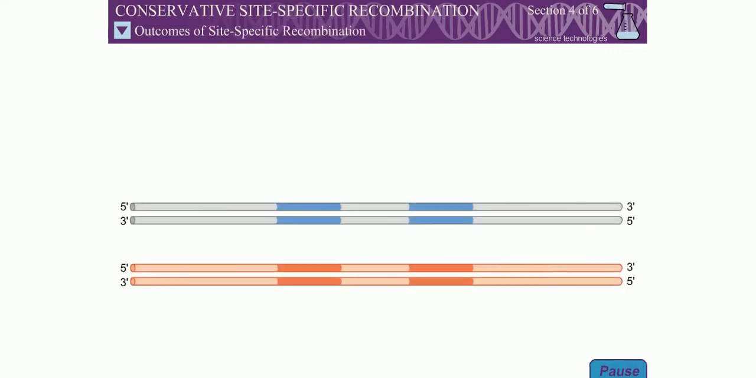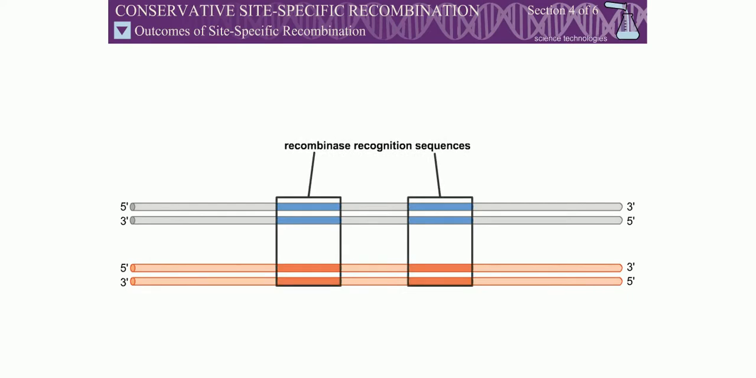Each recombination site is organized as a pair of recombinase recognition sites, positioned symmetrically. These sequences flank a central short asymmetric sequence where cleavage and rejoining occur, called the crossover region.